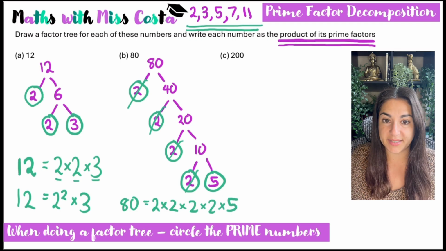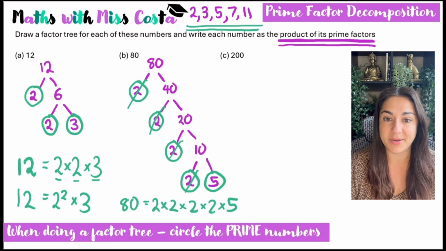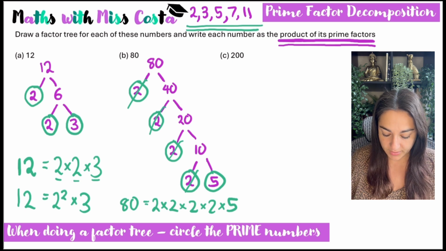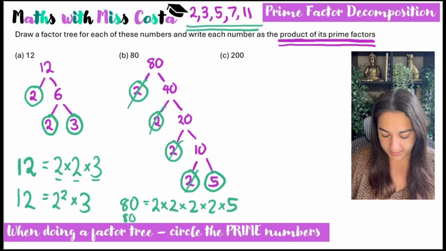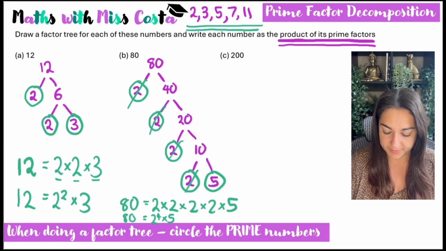So you know your factor tree is going to come to an end when all of the branches have been circled. We could simplify that, but I've run out of space, but let's do it here. It would be 2 to the power of 4 times 5. I'm just simplifying the numbers because 2 is being multiplied by itself 4 times.